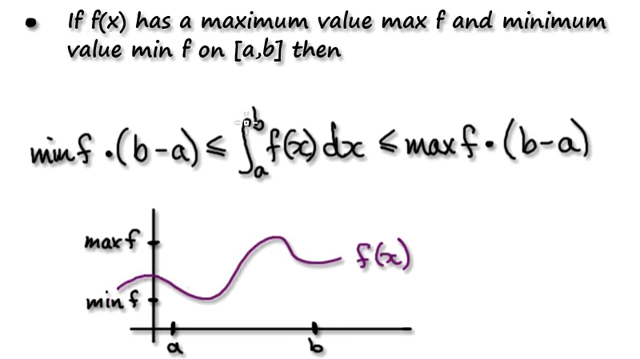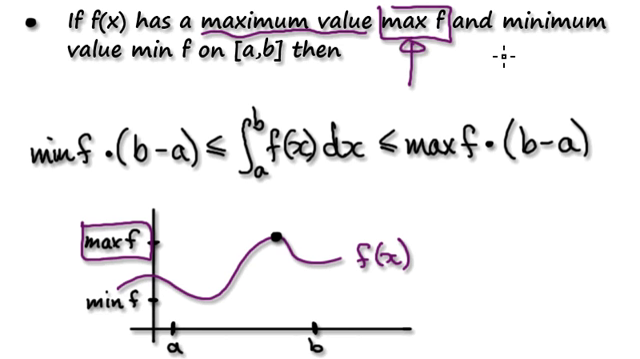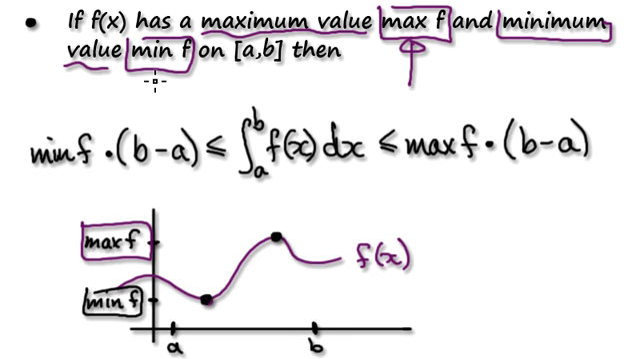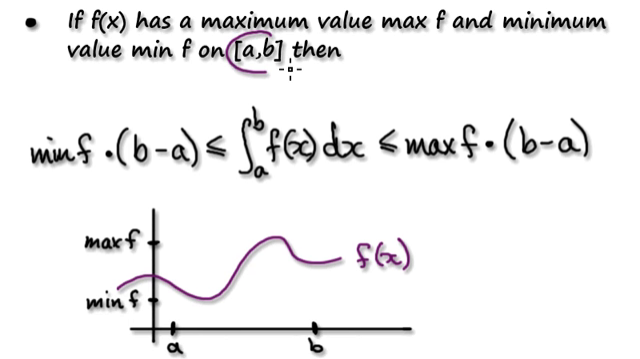If f of x has a maximum value, max f, the maximum value would be the highest value here. So this here is your max f, okay, and a minimum value, min f. The minimum value would be the lowest point, and this is your min f here, on the interval a to b.